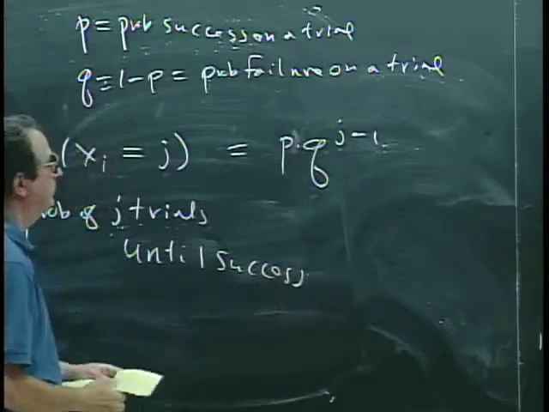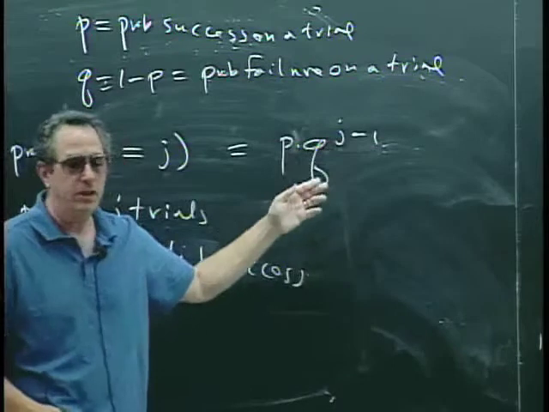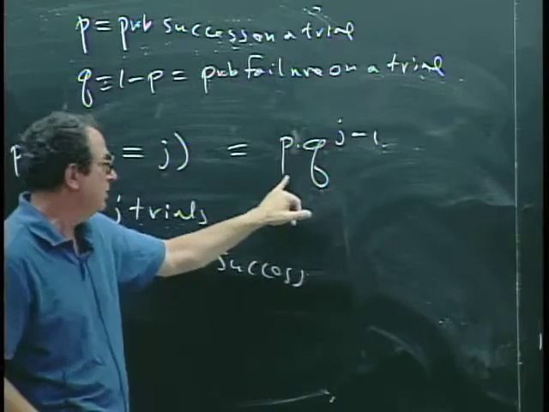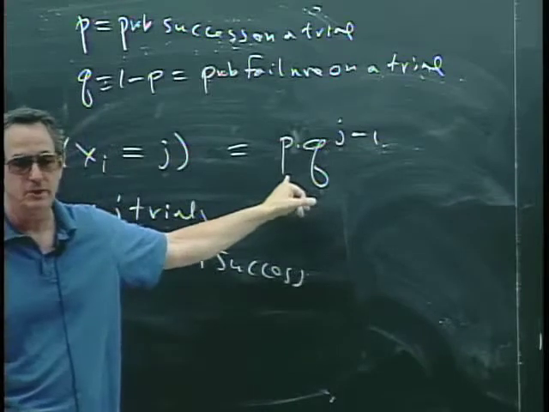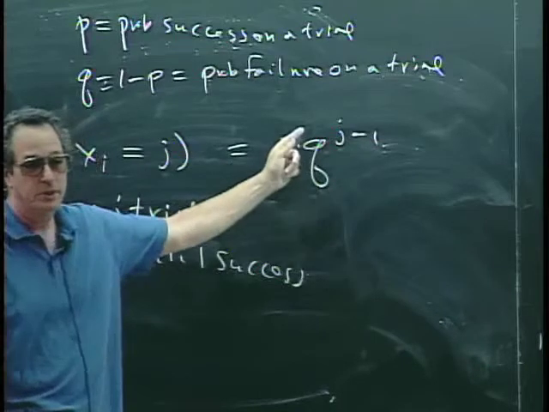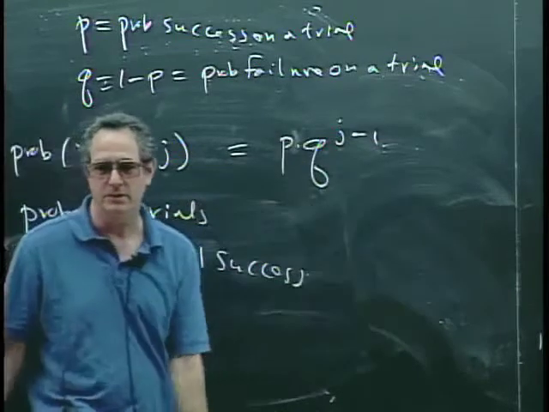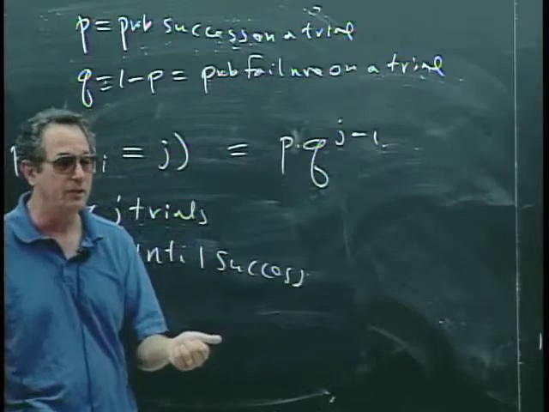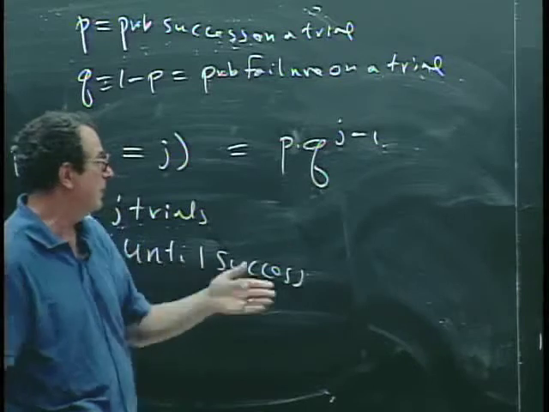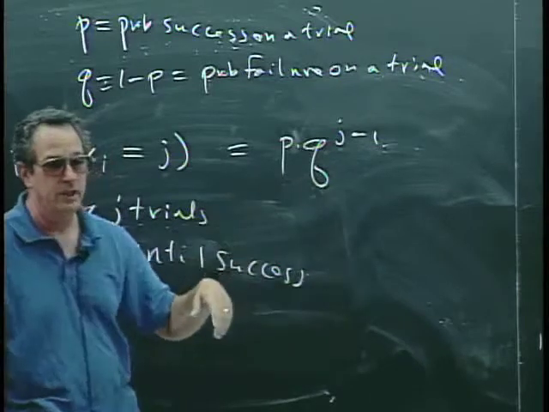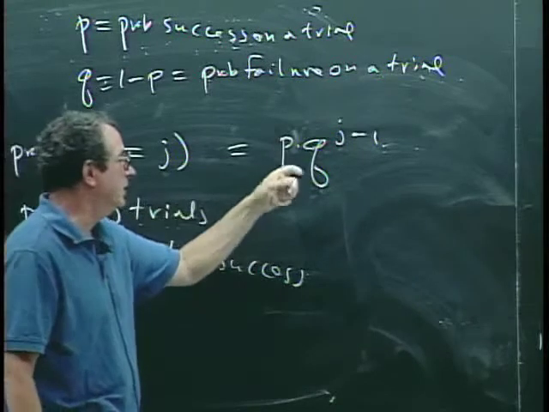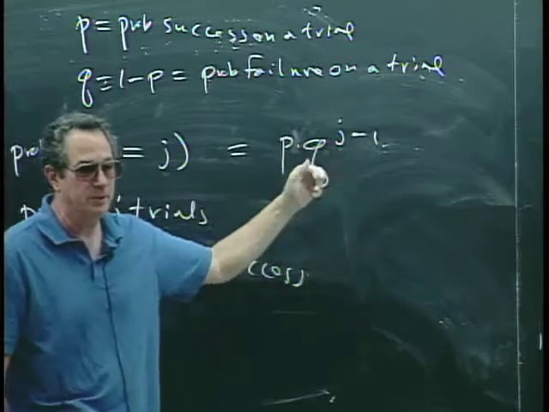And why is that? Because you're saying j minus 1 times you're failing, each time with probability q, and 1 time you're succeeding, with probability p. So the success is part of this term. And why, by the way, why are we multiplying? Each trial has a probability of p of success and q of failure. We're saying j minus 1 failures and 1 success, and the probability of that happening is p times q times q times q, j minus 1 times.